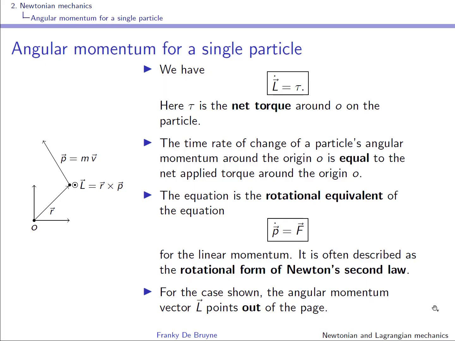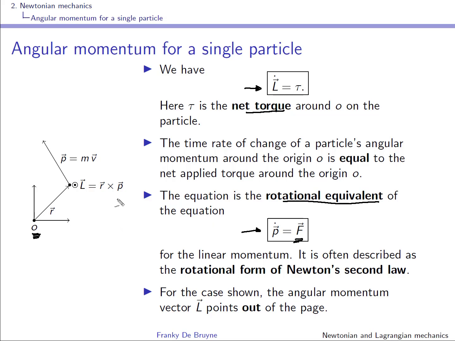Well, we have just seen that the time derivative of the angular momentum is the net torque that is applied around the origin of your reference frame, right? So this is the rotational equivalent of the second law of Newton, which states that the time derivative of the linear momentum is equal to the net force that is applied. Okay, so this is why this equation here is often called the rotational form of Newton's second law.